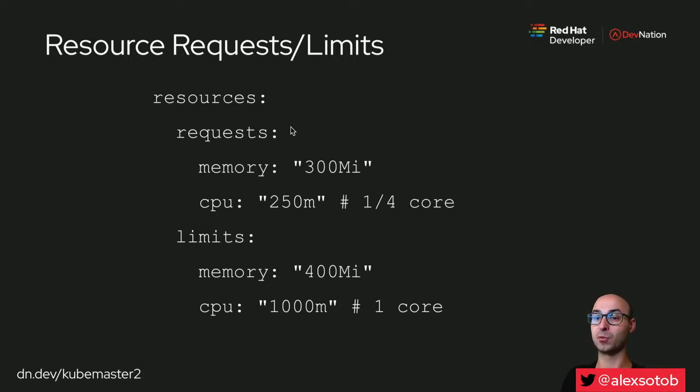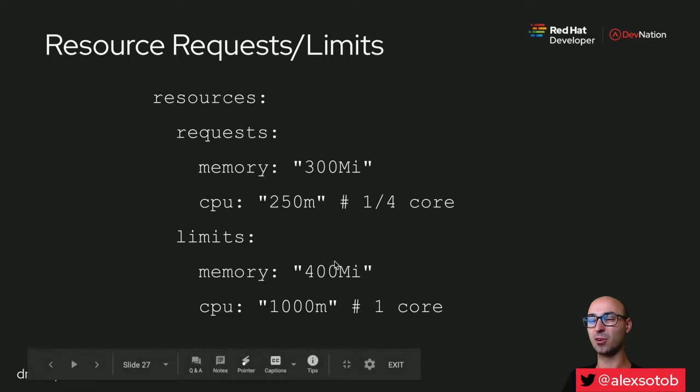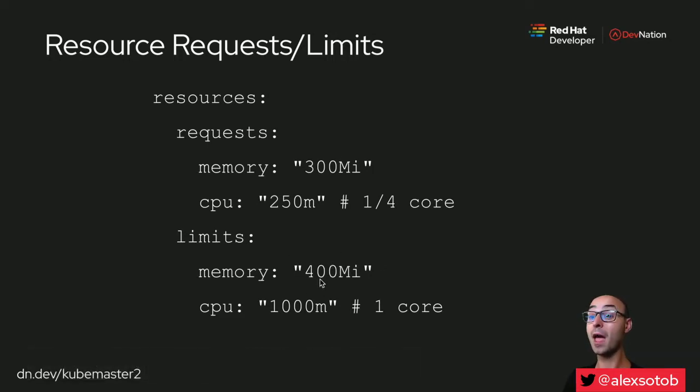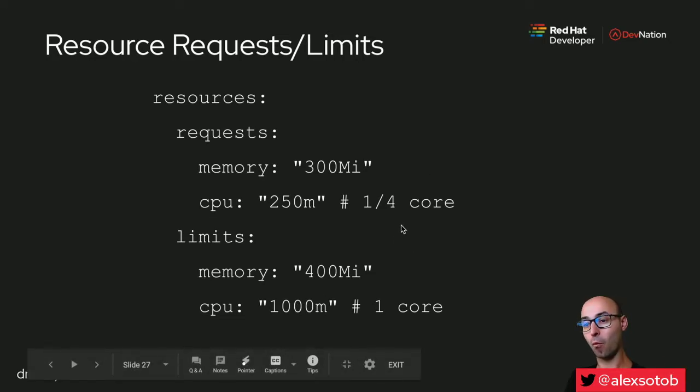This is the initial request. If there is no node with this request, then the pod goes into pending state. It's just pending until one node has these minimal requirements. But then there are the limits. So we also want to limit how much memory this pod can consume. In this case, we put it that it can only consume 100 megabytes more of RAM, so from 300 to 400, and it can go from a quarter of a core to a full core, but that's all. It cannot use more than one core.